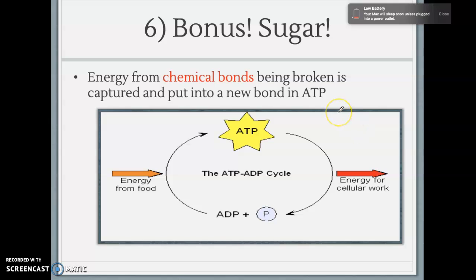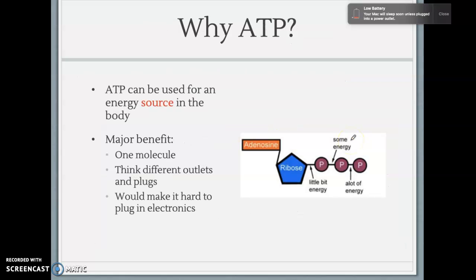And your thought must be, okay, well, what's happening? Why do we use ATP and not food directly? ATP is the energy source because it's one major molecule. Think about different outlets and plugs. If every single item in your home had a different shape of plug, you'd have to have all those different plug outlets in the walls. But if you just choose one standard version, then every outlet can be the same, and that's what your body does with ATP. It's the plug to make sure that we only need one outlet.